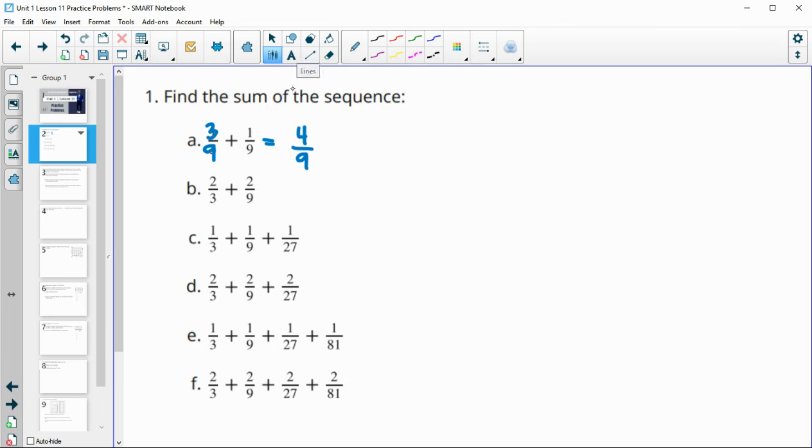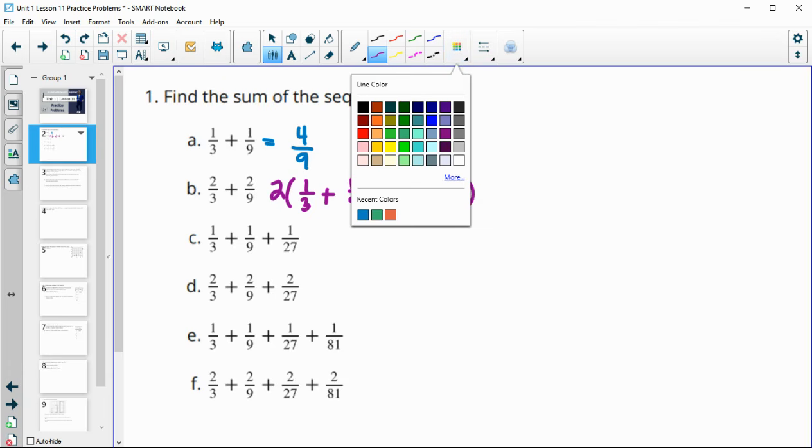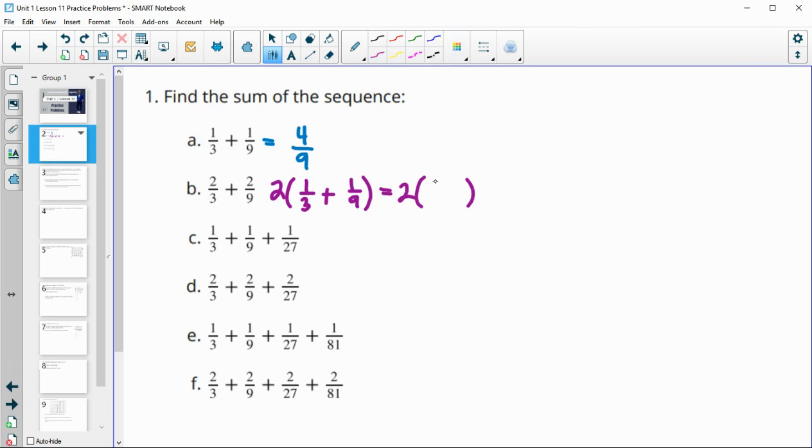So now when we take a look at this next one, and if I erase this here, we'll see that these tops just changed to 2's. So I could actually divide a 2 out here, and let me change colors so we can see the difference. When I take a 2 out, this becomes 1/3, and this becomes 1/9. And then we already know what 1/3 plus 1/9 is. We just figured that out in the last one.